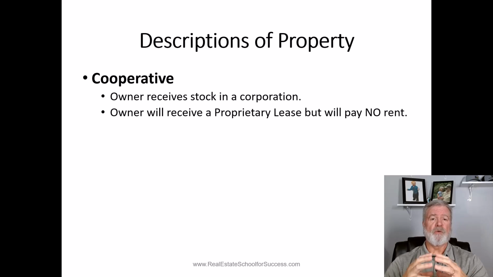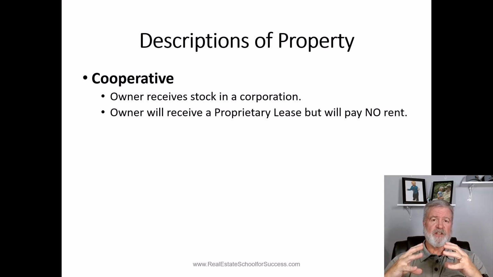A proprietary lease means you have the right to live in or occupy one of the units, but you do not have to pay any rent. There's no rent involved with this lease. In fact, if you see a question that deals with or even talks about having a proprietary lease, then you should know immediately that's a cooperative. There's a key word right there. But it kind of makes sense. Why would I have to pay rent for something that I own, right?